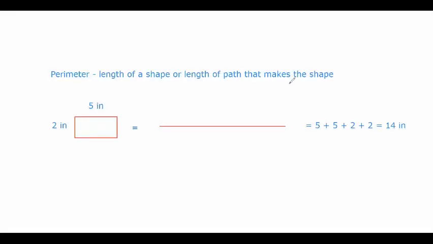Hi, so today we're going to be learning about the perimeter of a shape. The definition of a perimeter is the length of a shape, or you can say the length of the path that makes the shape. That might be confusing, but I'll show you an example here.